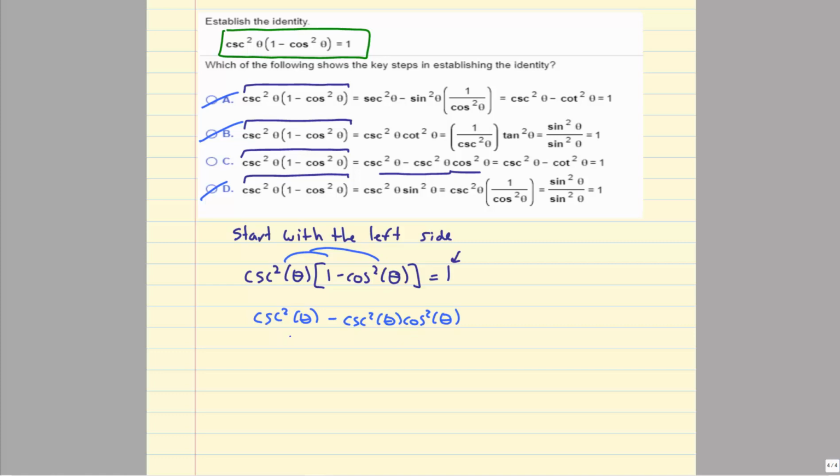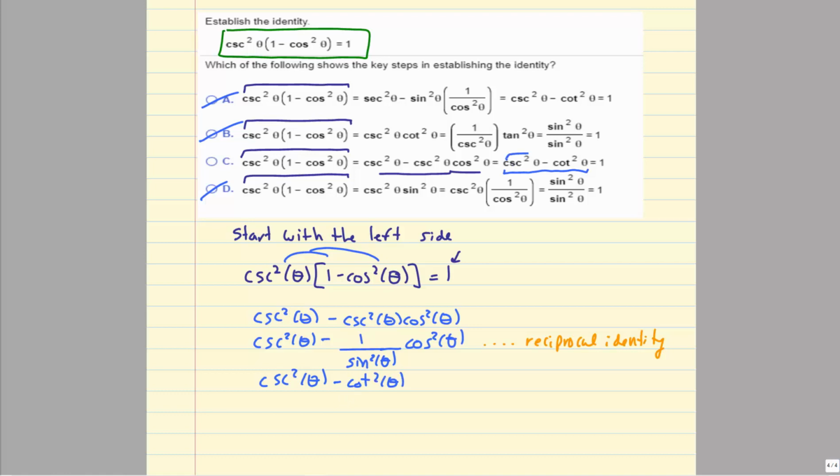So far we have everything that matches. Now remember, cosecant squared is in our final step here before we get to 1. So let's go ahead and see if we can rewrite this a little bit. So we have cosecant squared of theta minus cosecant squared times cosine squared. Well, cosecant squared is 1 over sine squared, and then I just multiply by cosine squared. So what I did here is I used a reciprocal identity. And again, you need to always establish why that's a true statement that you just rewrote. And then I can combine cosine squared over sine squared into cotangent squared. Okay, and so that's still following right along here.